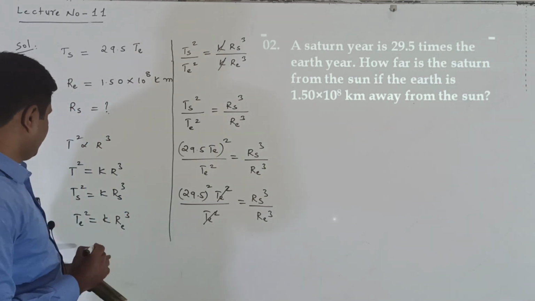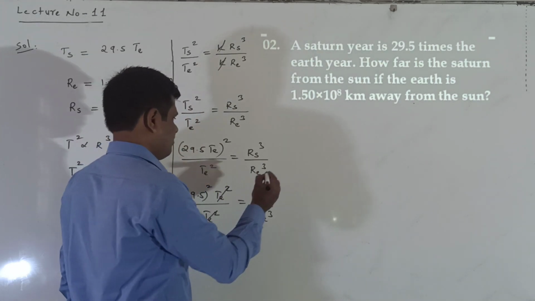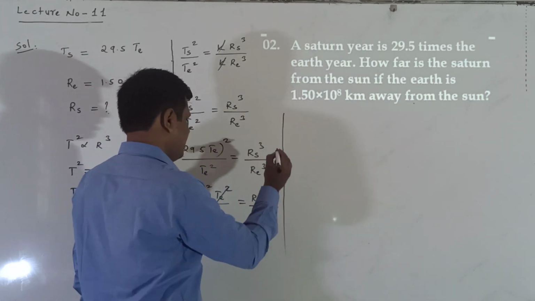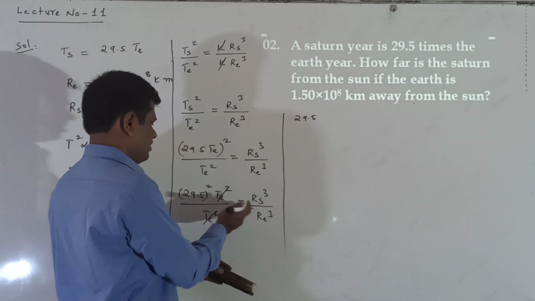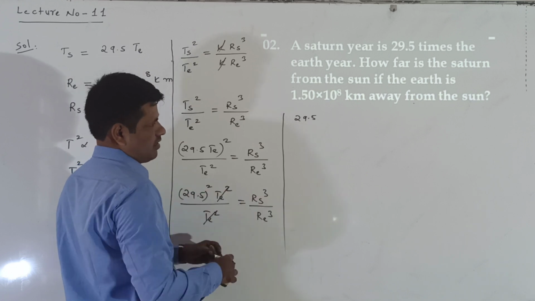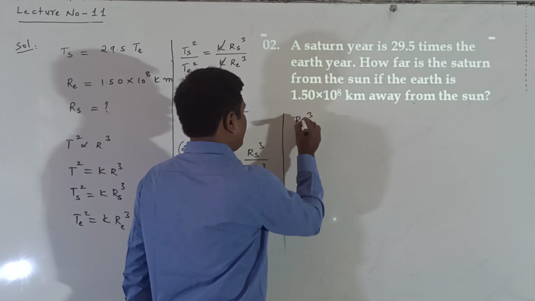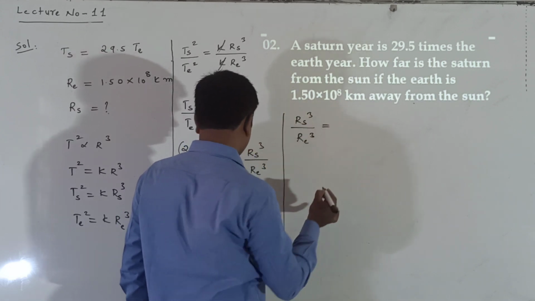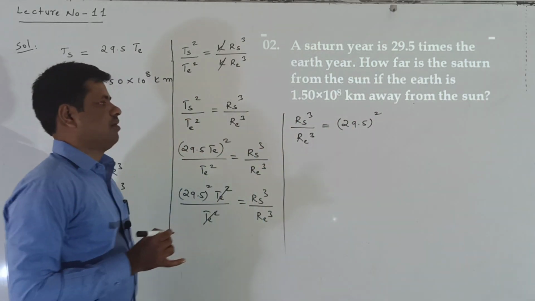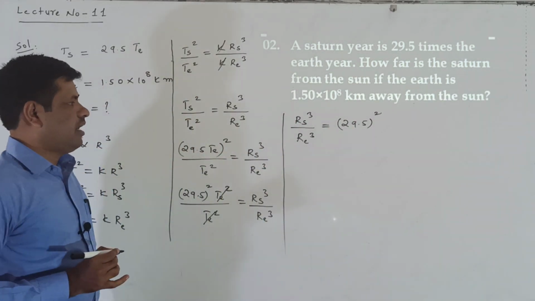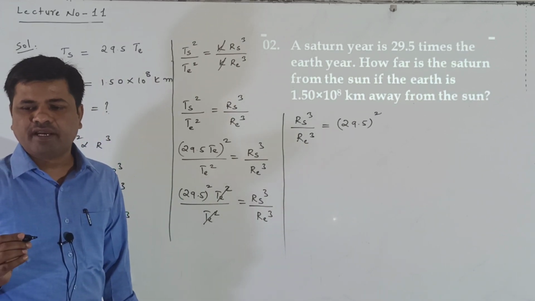Now what is the value required here? The Rs value is required. So first I am writing this value here, and next I am taking this value here. Now interchanging the values, Rs cube by Re cube is equal to 29.5 whole square. Now the value of 29.5 whole square.